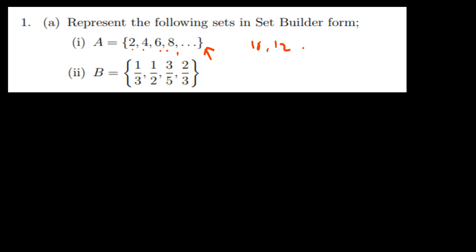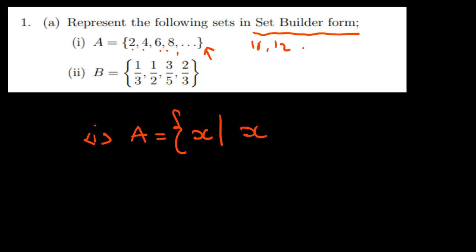Okay, so set A there is just describing a set of even numbers. 2, 4, 6, those are just even numbers. So verbally we can represent this set as a set of even numbers. But now we want to write it in set builder notation. So we are going to say set A is a set of all x's such that x is an even number.